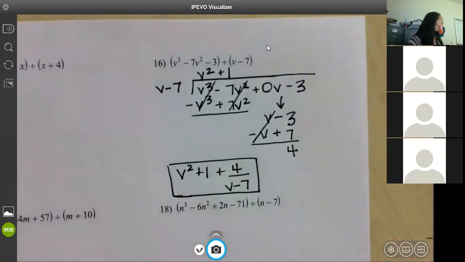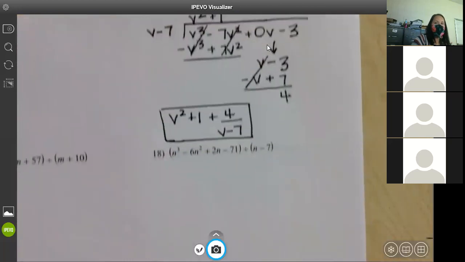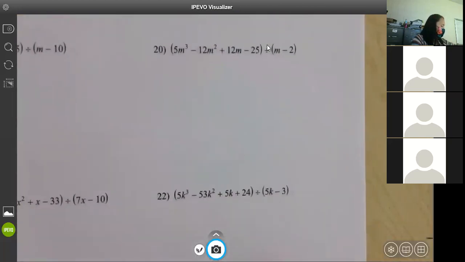Now again, that's long division. When you do synthetic, it's easier to look at, okay? So don't stress out too much. I want to go to number 22. Number 22. What's different about number 22? There's a number in front of the K. Yes, a number in front of the K.